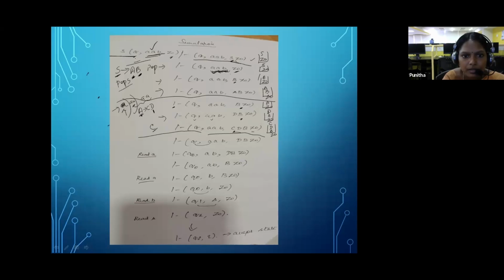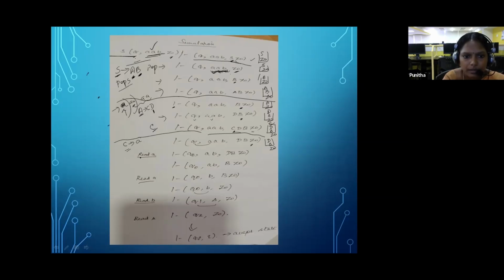Yes, this production is over. Next I need to perform the next production. The next production is C tends to A. In this, first I'm popping out C from the stack. So C is removed from the stack. The remaining elements in the stack are B D Z naught, and that's what is written here.